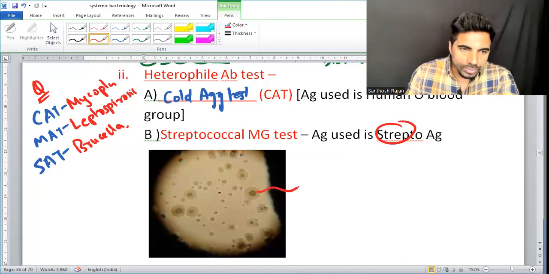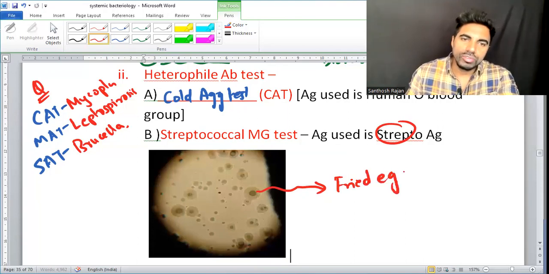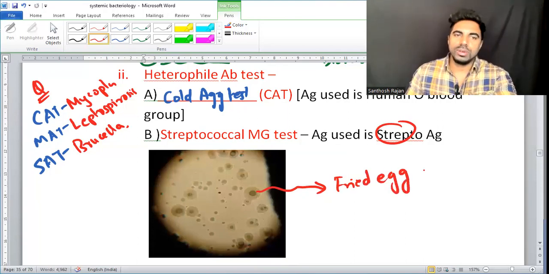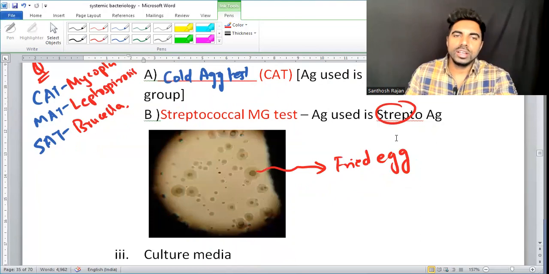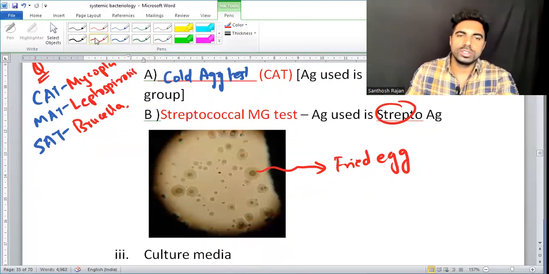And look at this colony. What is this colony on culture media? That's a fried egg colony. Fried egg, so fried egg is Diana, Mycoplasma. Fried egg colonies.